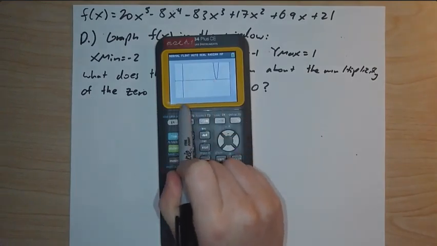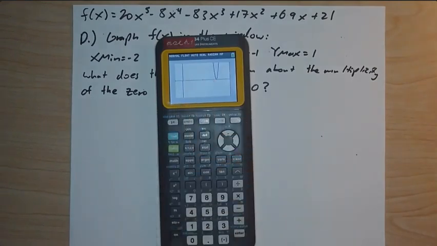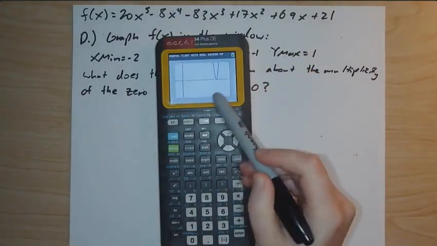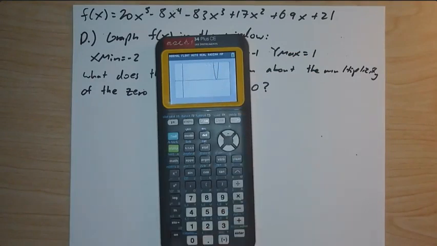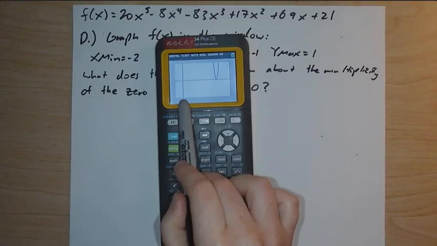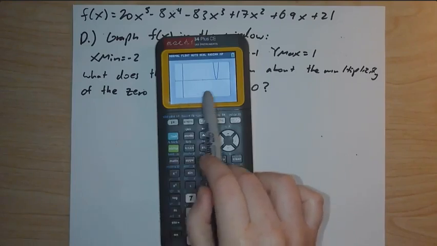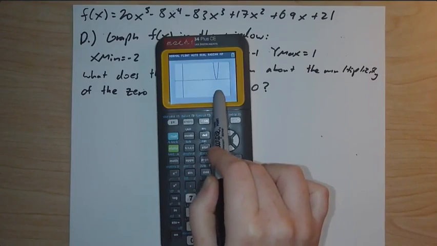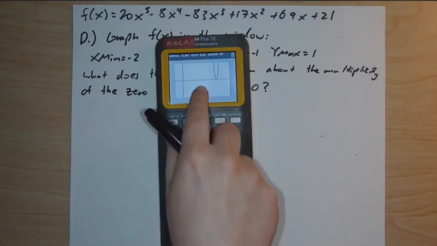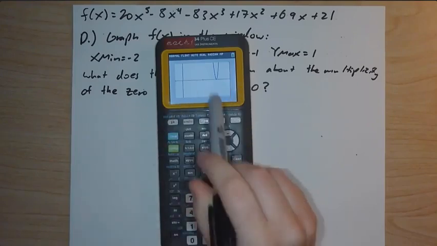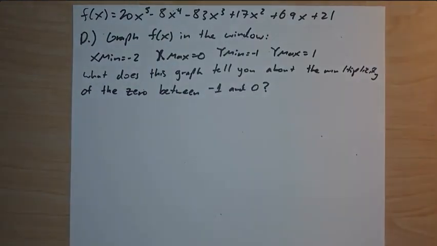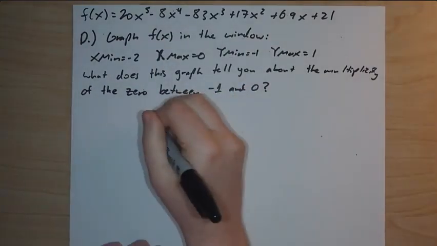So they're talking about this part of it here. We actually have two zeros that are shown on this window. We have this one that passes through the x-axis, and we have this one that bounces off. If a 0 passes through the x-axis, we know that has odd multiplicity. If it bounces off without passing through it, we know that has even multiplicity. So the 0 that goes from -1 to 0 has even multiplicity because it bounces off like that. So we can answer this: this means that it has even multiplicity.